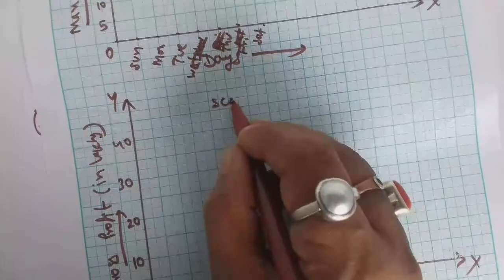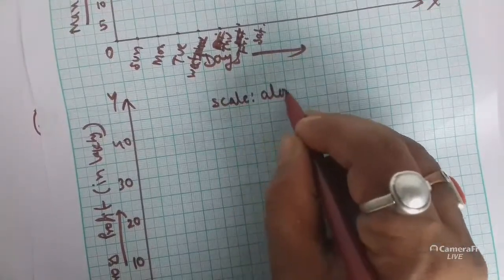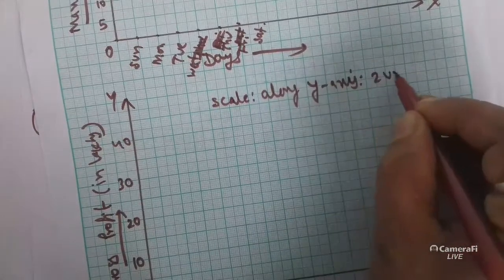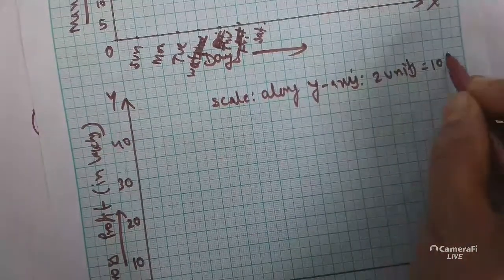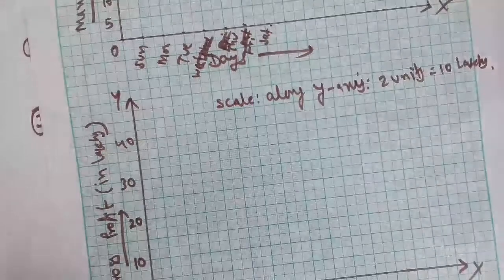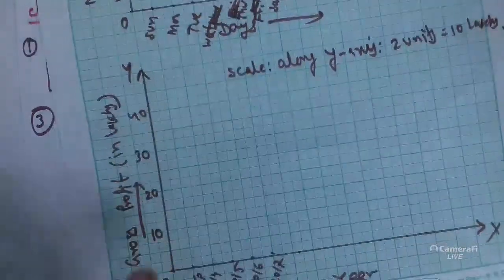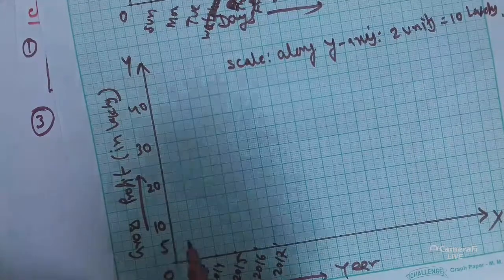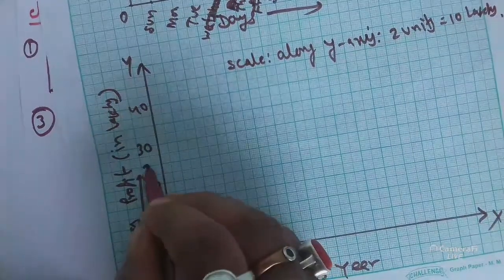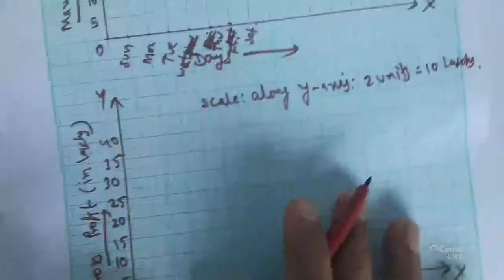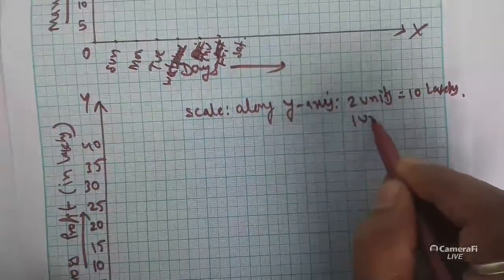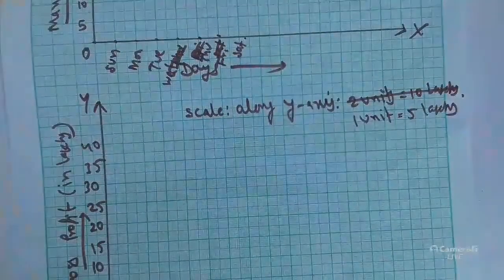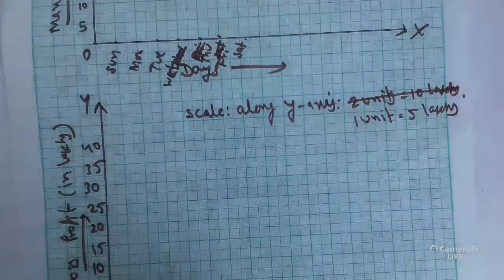So scale, we have to write scale also. Scale along y axis: 2 units is equals to 10 lakhs. So that means 1 unit is equals to 5 lakhs. 5, 10, 15, 20, 25, 30, 35. So you can write that 1 unit is equals to 5 lakhs.